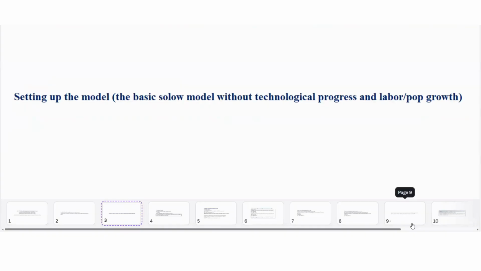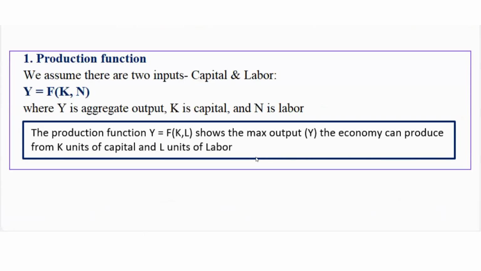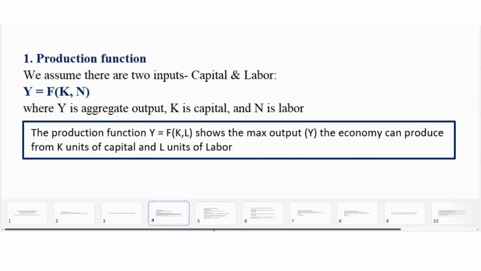So we'll start off looking at how we set up this basic Solow model without technological progress and population growth. In this, we'll first discuss the production function. So we assume two inputs, capital and labor. Our production function is given as Y = F(K, N), where Y is our aggregate output, K is capital, N is labor. The production function shows us the maximum output the economy can produce from K units of capital and N units of labor. There should have been N, not L, because we're using N to denote labor here.